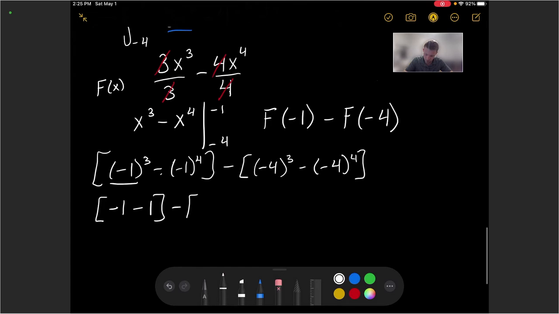Subtract everything by (-4) raised to the third power. Well, -4 times -4 times -4 will give us 64, and there are 3 negatives involved there, so it would still be a negative. That would be -64 as the value. And then we'll have a minus (-4) to the fourth power. That's 4 negatives there, which become a positive term. And so 4 raised to the 4 is going to be 256.